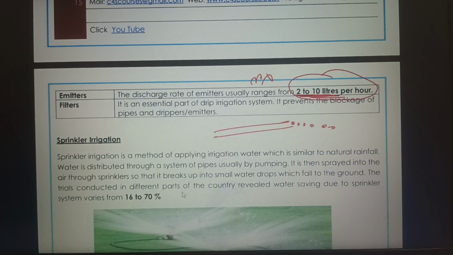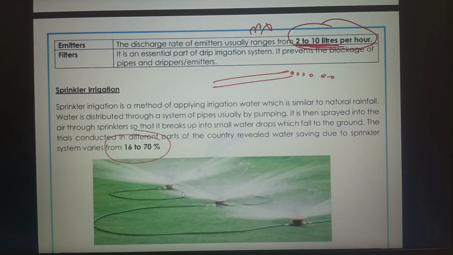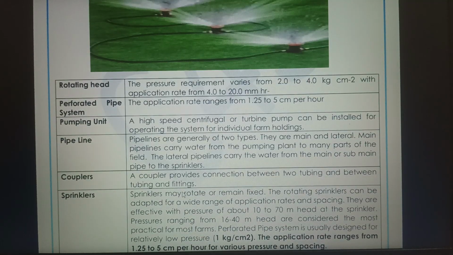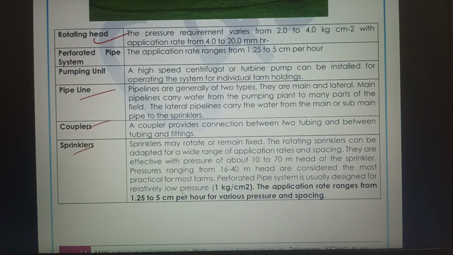Sprinkler irrigation, the efficiency of this sprinkler irrigation is 16 to 70%. It has a wide range. These are the components of the sprinkler irrigation, the rotators, it is rotating like and water is being spread. Perforated pipes are there, pipelines are there, couplers, sprinklers. So whatever things I have highlighted, just try to focus on that. The application of the water changes from 1.2 to 5 centimeter per hour. This data you can remember, just you have tried to remember 2 to 10 liters per hour.